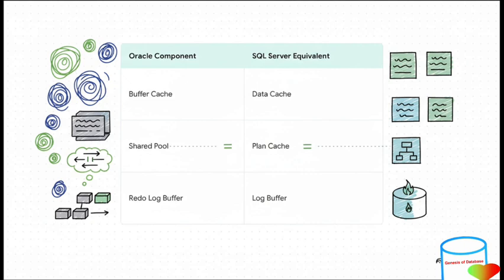Now, what's really fascinating here is that even with these wildly different architectures, the fundamental jobs they have to do are identical. Both systems need a cache for data, right? A cache for query plans, and a buffer for transaction logs. They just organize all these pieces in completely different ways, sticking to their core philosophies.